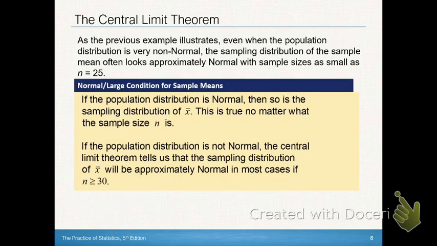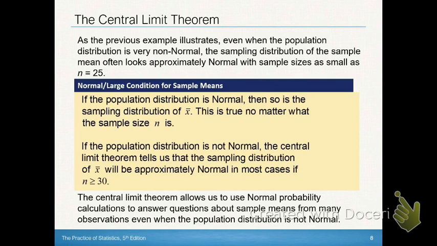So here's our formal definition for the central limit theorem. As long as our sample size is large, then our sampling distribution of means will be approximately normal. And we're going to be defining large as 30 or more. What's really important about this is that even if we have a population distribution that's skewed or not normal in some other way, we can still use the things we know and the probability calculations that we know how to do with the sampling distributions of means, as long as our sample size is 30 or more.